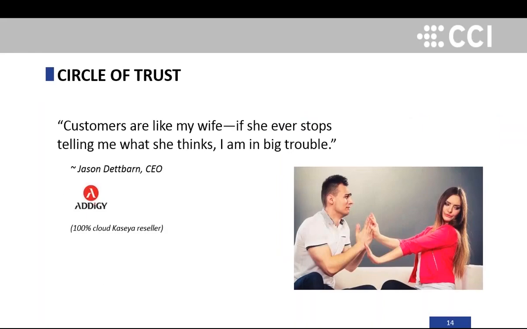Which leads me to this quote. It was one of my favorite quotes. It came from Jason. And what he said is it's like a marriage, and it really is, right? He was saying, if my wife stops talking to me and stops telling me what she thinks, I'm in big trouble. Now, he used a little bit more colorful language in the first conversation that we had on this, but in reality, what he's saying is, for your partners, get them to understand that if their buyers stop talking to them, and we're talking about a long-term engagement where retention is key, you're going to be in big trouble.